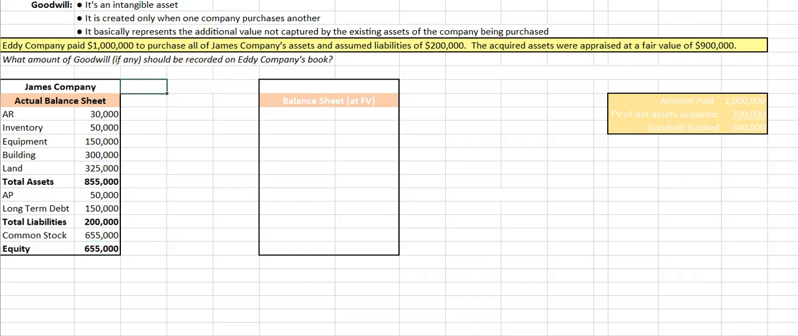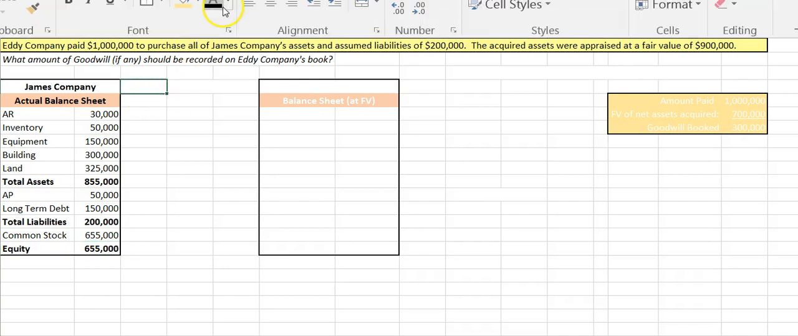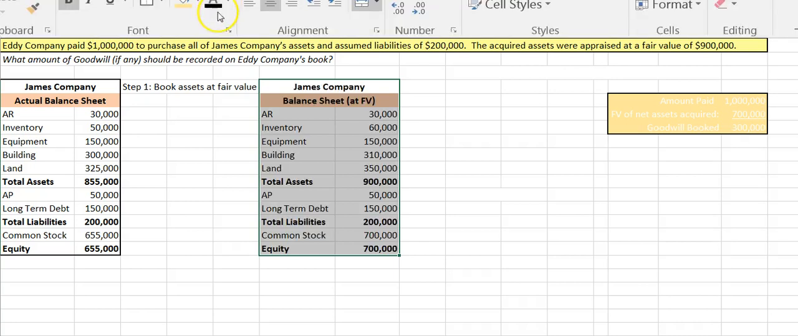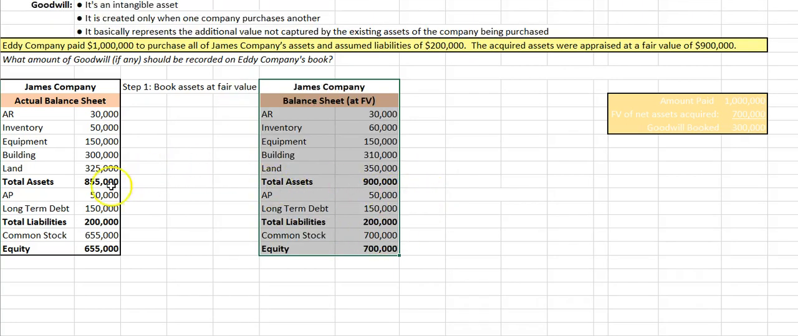So the first step that we're going to do is we're going to go ahead and translate these assets into fair value, okay? Eddie has the right to put these assets in its books when it transfers it at their fair value, not necessarily at the book value that James has it, okay? So Eddie hires an appraiser, and an appraiser takes a look at all these assets, and an appraiser gives Eddie the fair values of those assets, which are slightly different from the old book value that James had, okay?